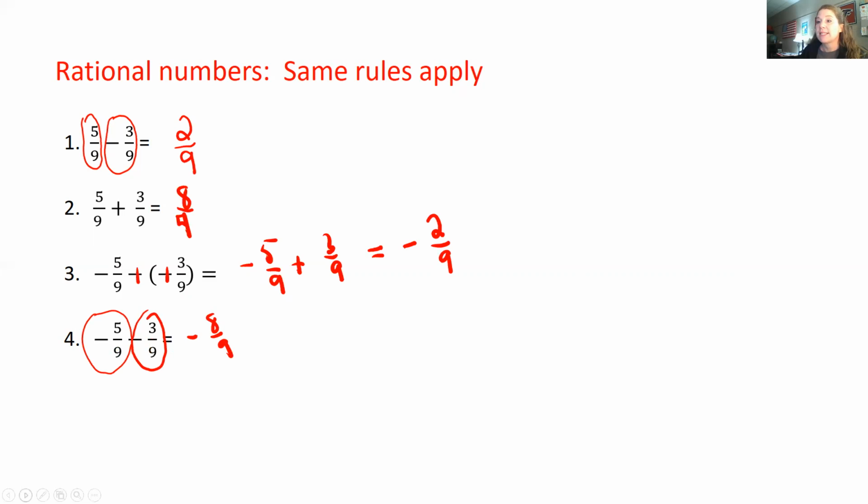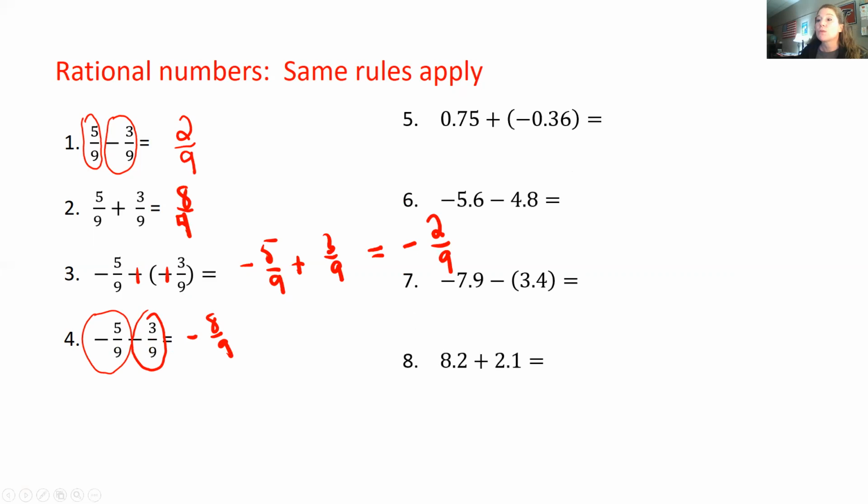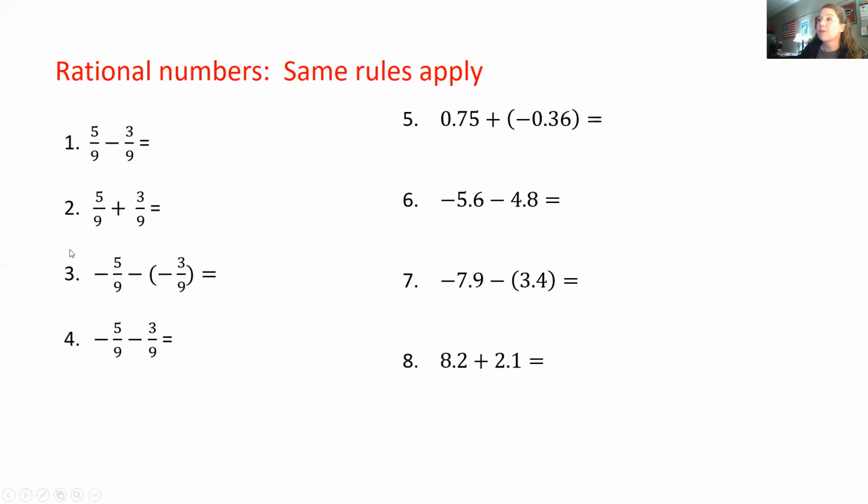All right, same thing with decimals. Same rules apply with decimals, all right? So look at number 5. We have two numbers with different signs, so we subtract them. So we got to line up those decimals. That's a positive. We're combining it with a negative. So are we adding or subtracting? We are subtracting. So keep those decimals lined up. We're going to make that a 15 and this a 6. So 15 minus 6 is 9. And then 6 minus 3 is 3. Bring that decimal straight down. So 0.39, and it is positive because this is the bigger digit.